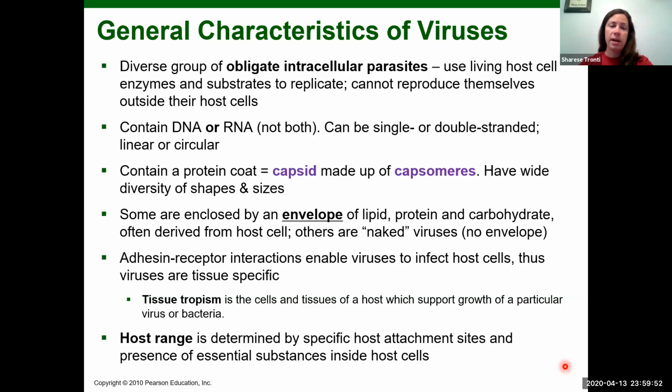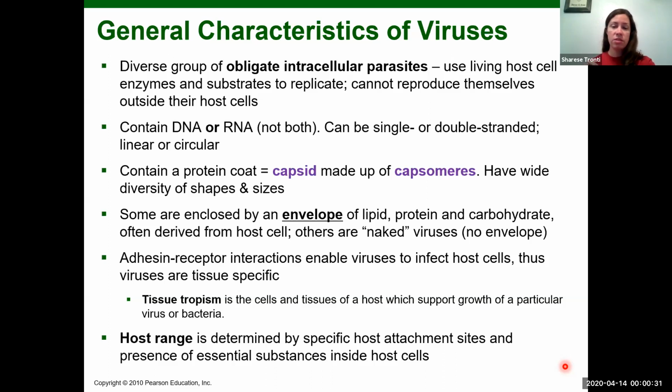Just like we talked about with bacteria, viruses have adhesins, and that adhesin and receptor interaction is what's going to determine what host cells that virus can infect. That means that most viruses are very specific. The specificity can range, so some of them are very specific to a certain type of cell. Some of them have a range of tissues, and some of them can even cross species barriers, as we know that some viruses can infect animals and people.